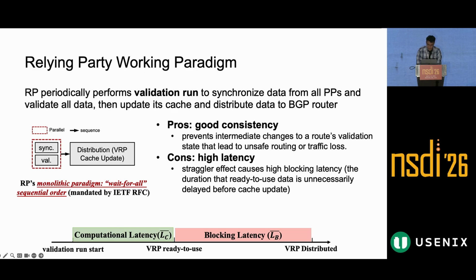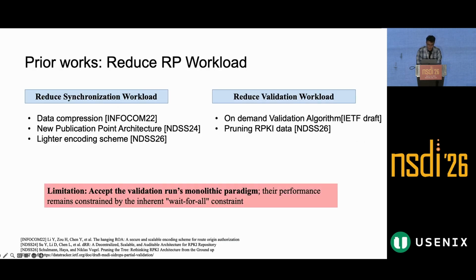And to understand this, we decompose the total latency as the timeline shows. Ready-to-use VRPs are delayed, waiting for the global barrier. And our trace-driven analysis reveals that this blocking latency dominates the total validation run latency. For reducing the validation run latency, prior works have tried to reduce synchronization or validation workload. However, they accept the monolithic paradigm, meaning their performance remains constrained by this wait-for-all barrier.